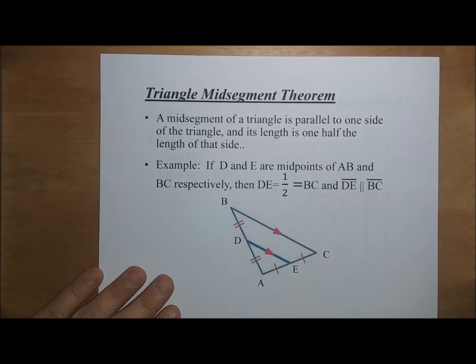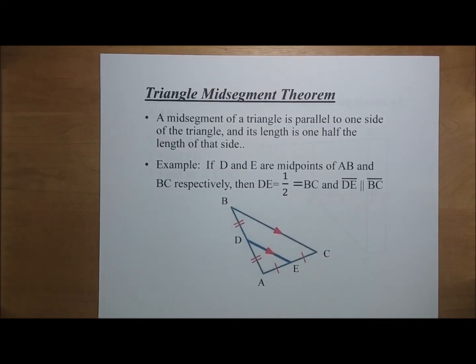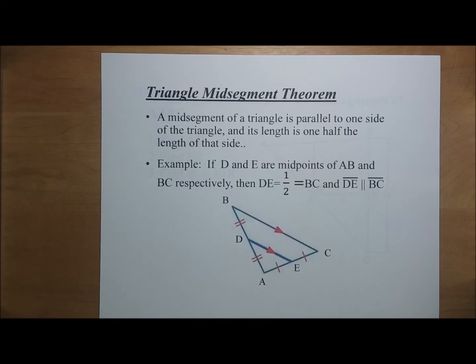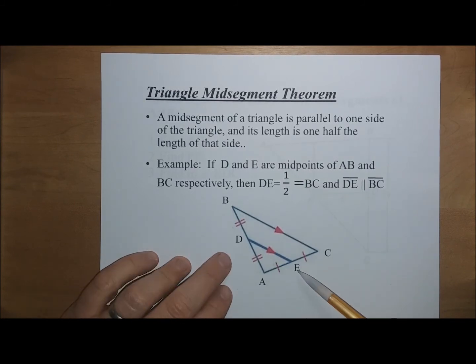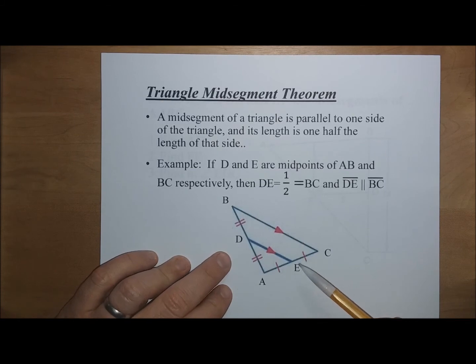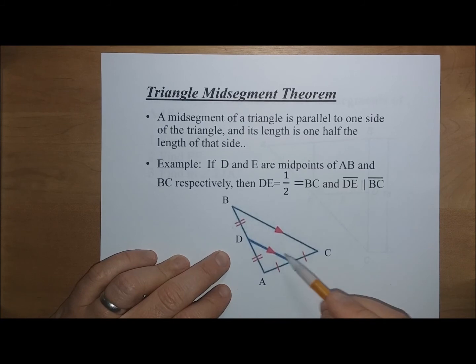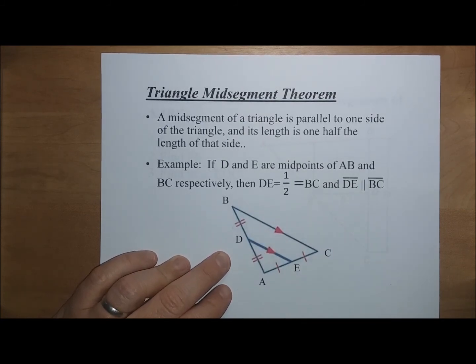All right, let's tackle the triangle midsegment theorem, okay? As I described earlier in our new vocabulary, a midsegment of a triangle is parallel to one side of the triangle, and its length is exactly 1/2 the length of that side. And you construct it by drawing it from the midpoint of one side to the midpoint of the next side, okay?